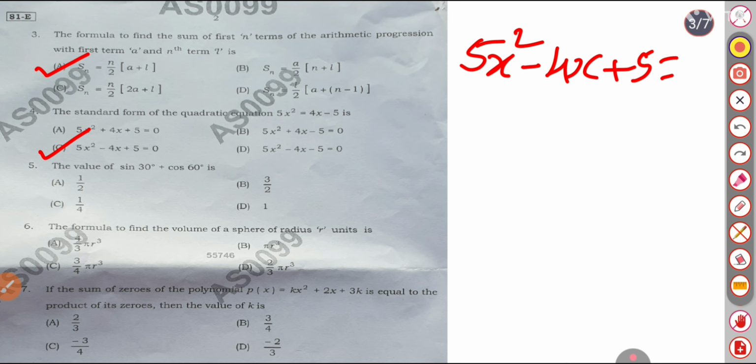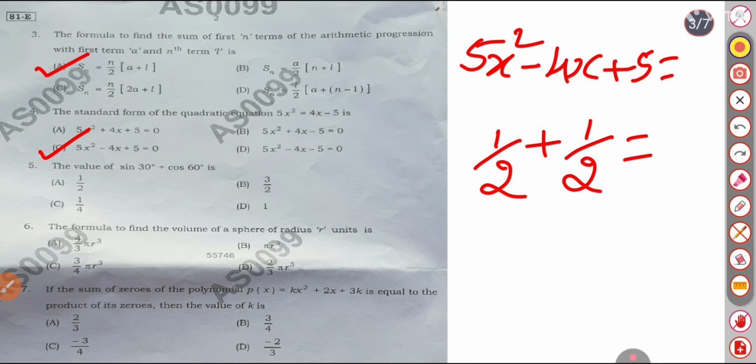Next question, fifth question: the value of sin 30 degree plus cos 60 degree is. Sin 30 value you know, that is 1 by 2, and cos 60 value you know, that is again 1 by 2. If you add 1 by 2 plus 1 by 2, that is half plus half is 1. 1 is the correct answer.